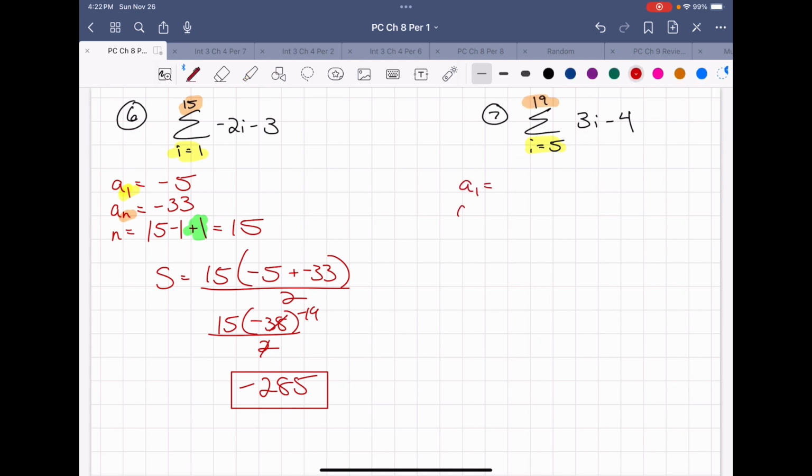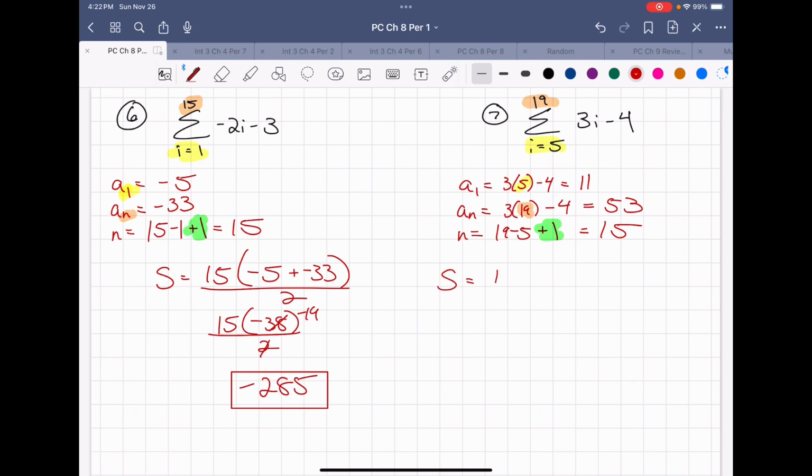First term, last term, number of terms. Plug in the bottom, which is a 5 this time. So plug in 5. 15 minus 4 is 11. Plug in the top, which is 19. 3 times 19 minus 4 gives you 53. And then top minus bottom, but then plus one more. It's always one more than you think. Count it out on your fingers if you need to. 19 minus 5 plus 1 is going to give me 15 numbers that I am adding up.